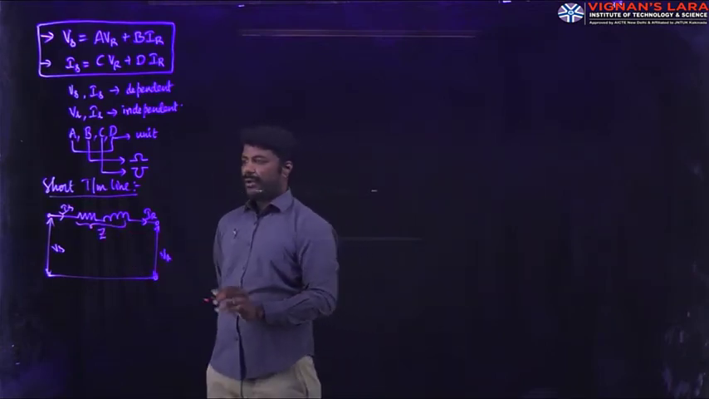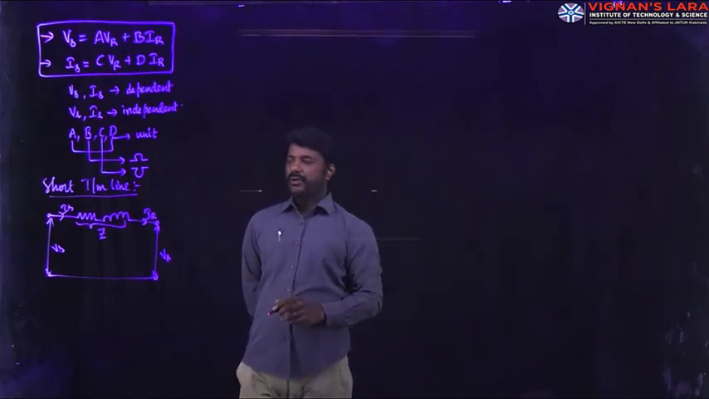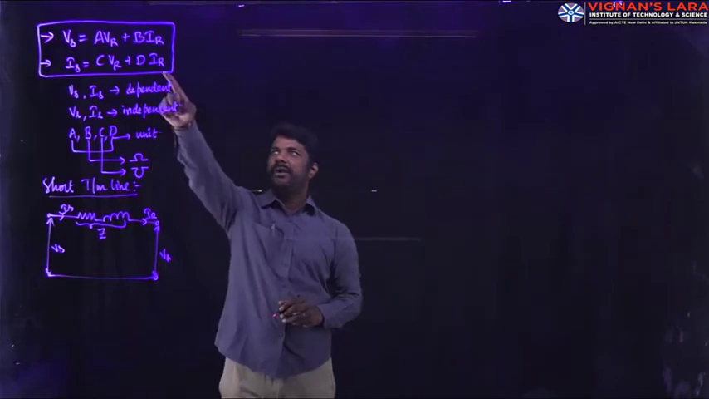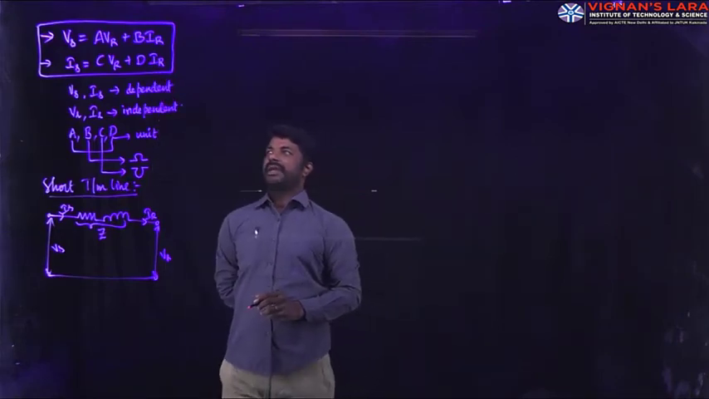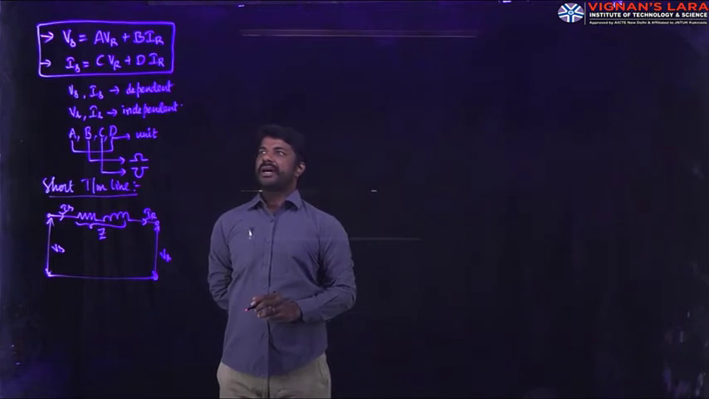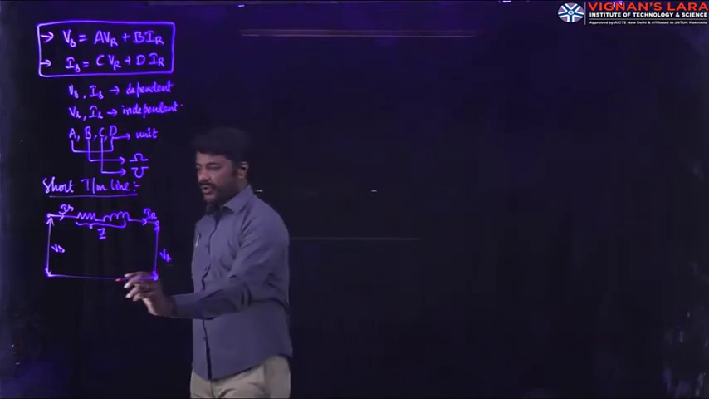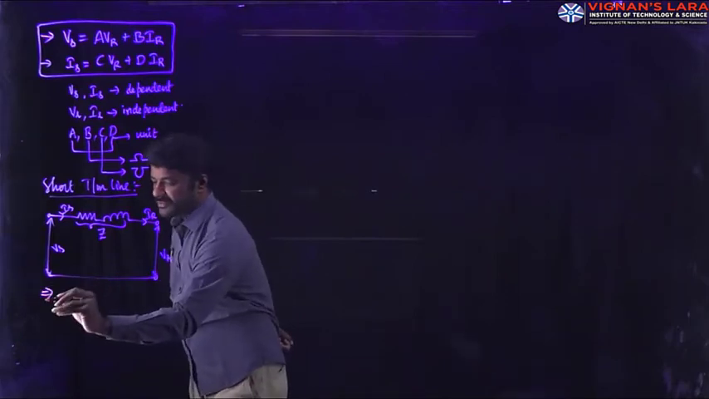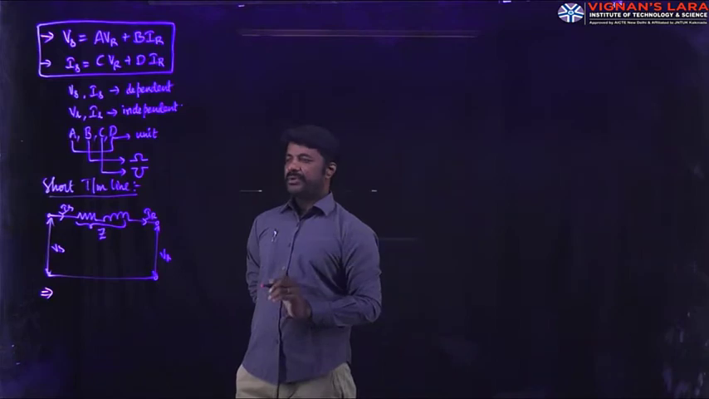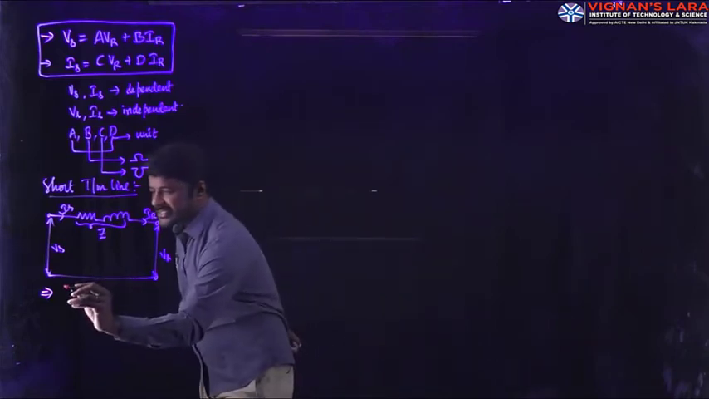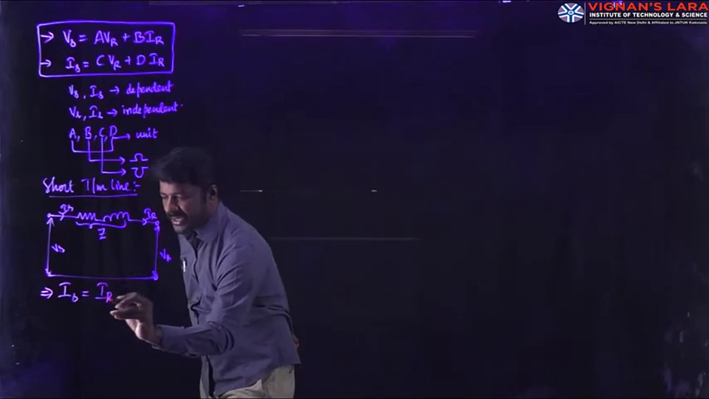Now, applying KVL and KCL for this type of network, we have to frame the equations in this format: Vs is equal to A VR plus B IR, and Is is equal to C VR plus D IR. So coming to here, as we know that in a short transmission line, because of forming a series circuit, the currents will be the same. That is, the sending end current Is is equal to IR. Let it be equation 1.